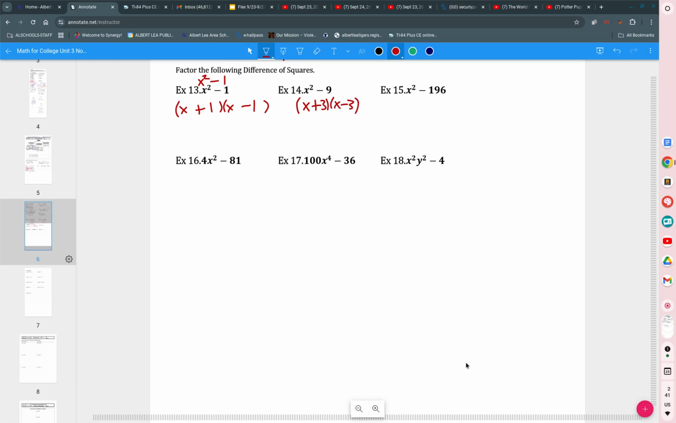X squared minus 196. This doesn't really work out unless you recognize it's a perfect square. Does anybody know what 196 is as a perfect square? What number do you square to get 196? 13. Close. 13 squared is 169. 14 squared is 196. This is plus 14 and minus 14.